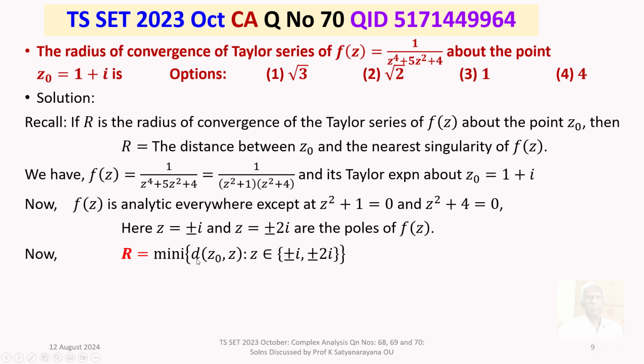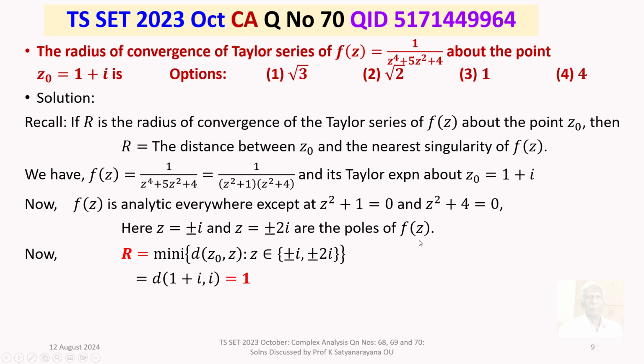The distance between z0, which is 1 plus i, to i, 1 plus i to minus i, 1 plus i to 2i, 1 plus i to minus 2i. And very easily you will find the distance between 1 plus i to i will be minimum, or the distance between 1 plus i to minus i is also the same answer you will get. That is the distance of 1 plus i to i, that is 1. And the distance between 1 plus i to 2i is greater than 1. So you have to take the minimum. So that is 1.